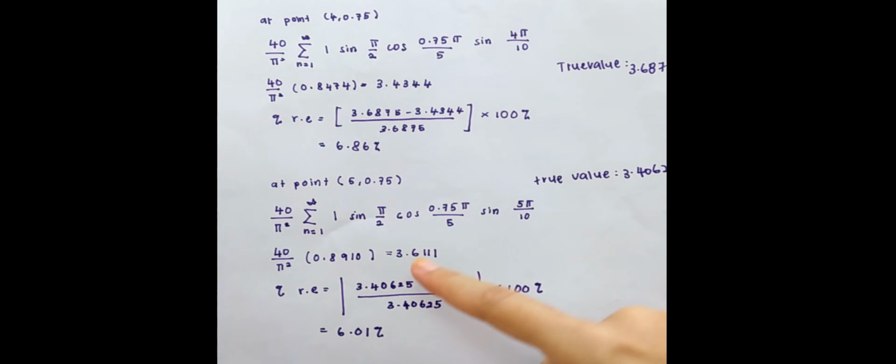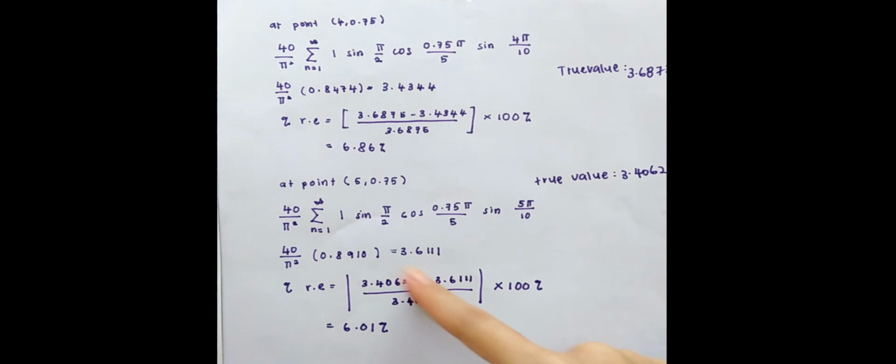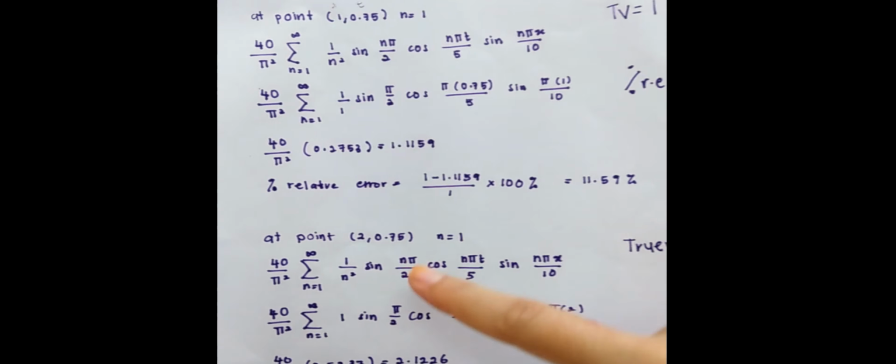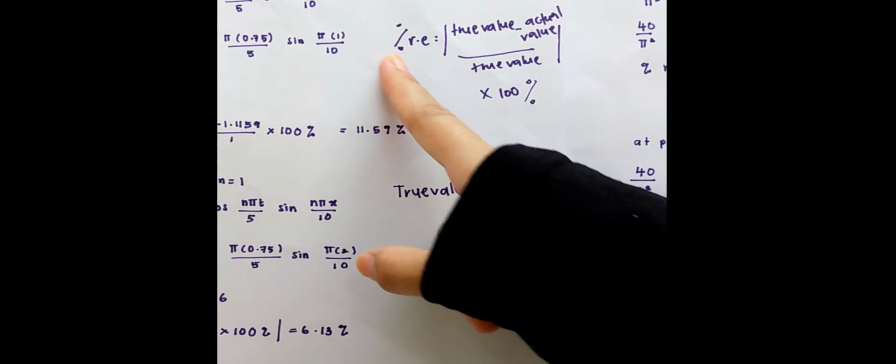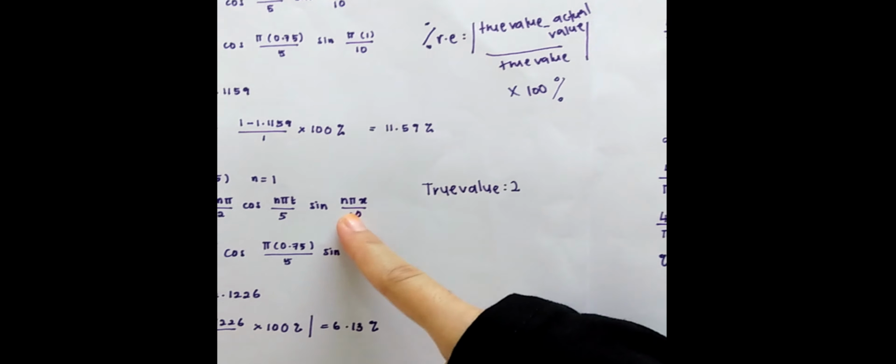For point 4 and point 5, we use the same technique as point 1 and point 2. So we can conclude that the percentage relative error for each of point 1, point 2, point 3, point 4 and point 5 is small.